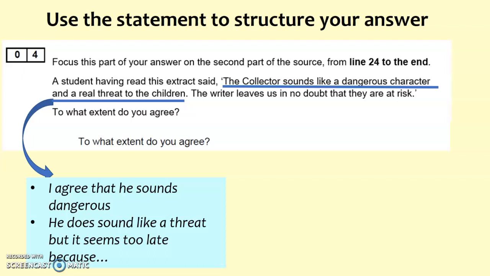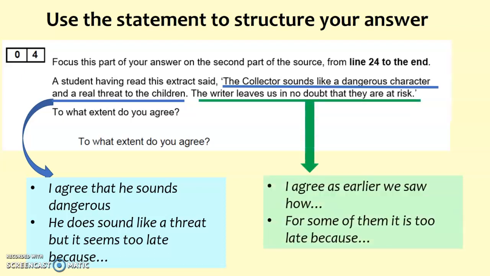Then I'd look at the second part of that after the full stop, and we've got this. The writer leaves us in no doubt that they are at risk. So the children are at risk. And I put there again, I agree, because earlier we saw how. Agreeing with the statement is generally a good way to go, because the statement they make up will always have something true about it. Therefore, if it's true, you can agree with it and offer some evidence, some quotes to back that up.